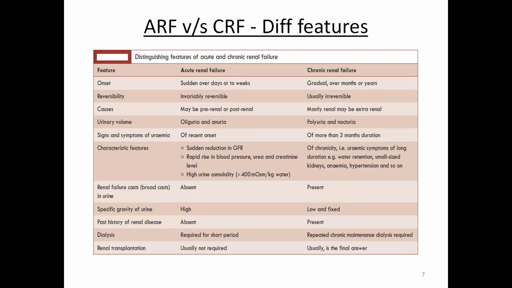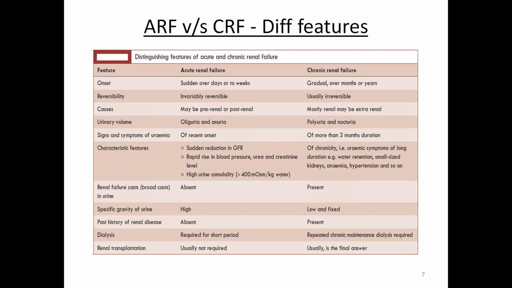In case of CRF, of course, we are talking about chronicity here, so the uremic symptoms would be present for a long duration. Like there would be water retention happening, the kidney size would be decreased, there would be anemia, hypertension, and other associated conditions. Then renal failure casts in urine are absent. We'll just learn about the urine investigation shortly. But in CRF, they are present.